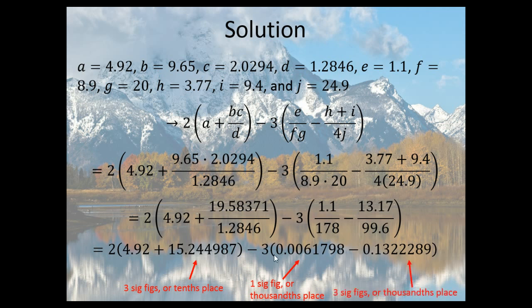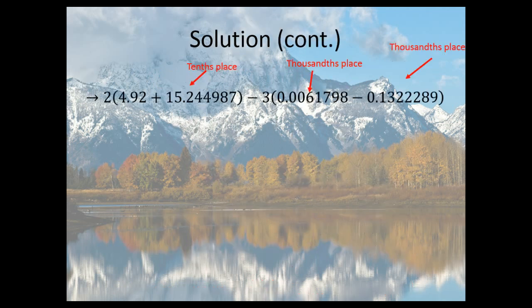1 sig fig right here means the thousandths place. And this 0.1322289, this is good to 3 significant figures, because this right here is good to the tenths place, which is 3 sig figs. The 99.6 is 3 sig figs, so this number is good to 3 sig figs. That is the thousandths place. So that's what we will keep in mind as we go to the next slide. In fact, we're going to paste it up here. So this is good to the thousandths place. This is also good to the thousandths place. This is good to the tenths place.